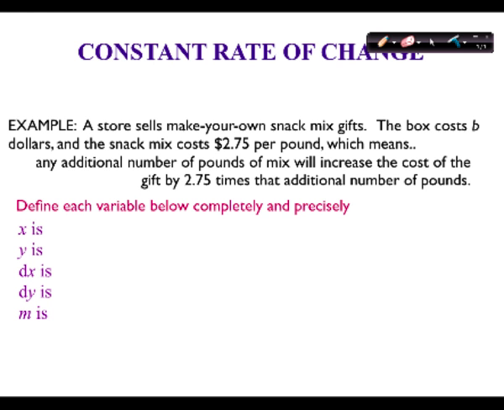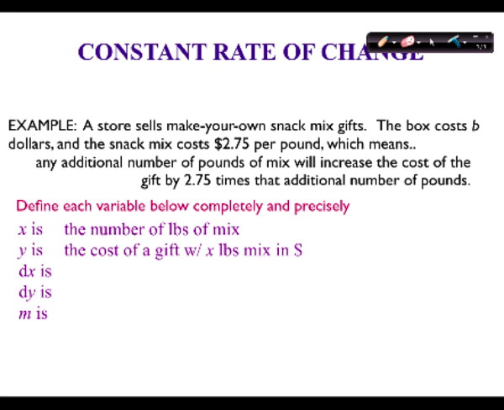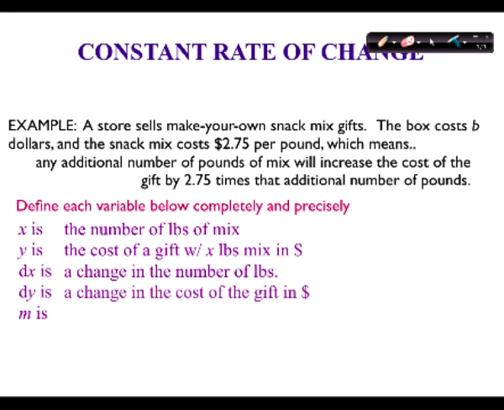What is x? Variation in weight or total weight? Total weight, right? Or number of pounds. Y is total cost of x pounds. What would dx be? What would that represent? A variation in pounds, right? A change in the number of pounds, or additional pounds, okay? And dy, a change in the cost. M is 2.75.